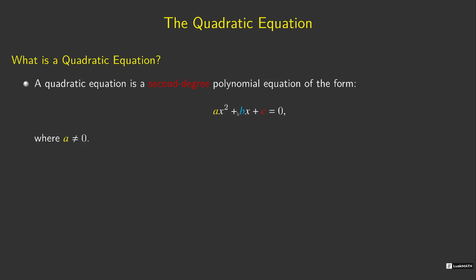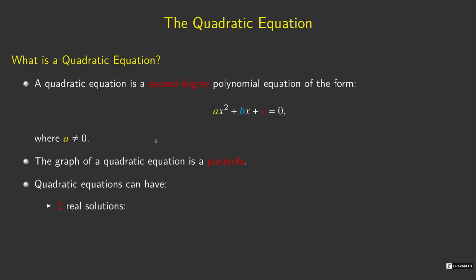So this is what a quadratic equation is. a, b, and c are constants, and these constants are real numbers. When you are solving a quadratic equation, you're solving an equation that takes this form right here. Now the graph of a quadratic equation is a parabola. We'll see later on what a parabola looks like, but this is just what you need to know for now.